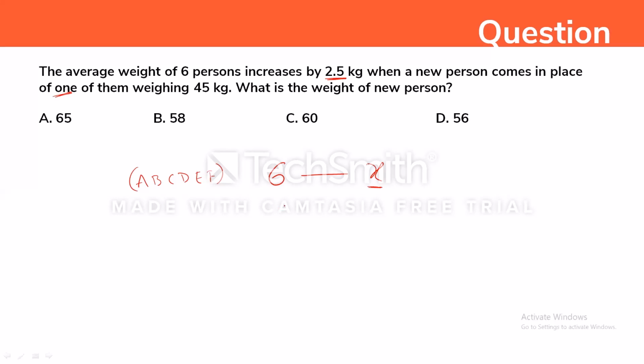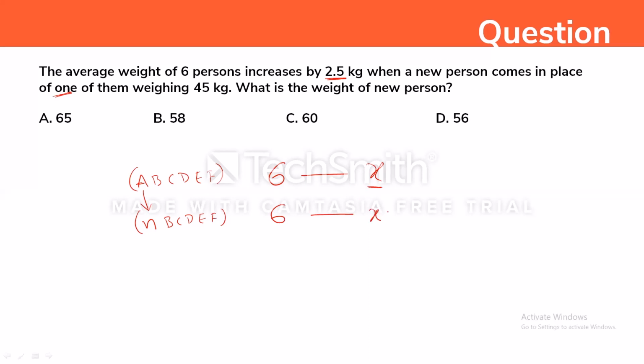Now the next one also has 6 members. Because if one person is getting replaced, let us consider N is replacing A. In place of A, N comes into the picture. Now the remaining members are the same: B, C, D, E, and F. Because the person N is replacing A, the average is increased by 2.5 kgs.